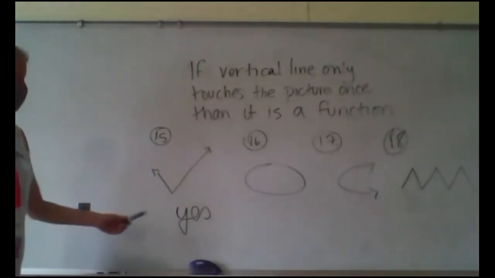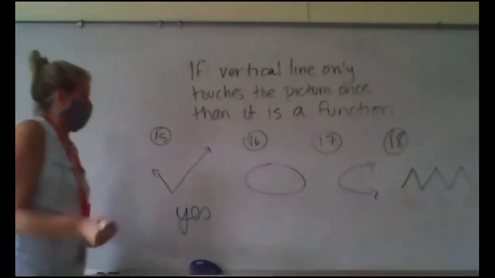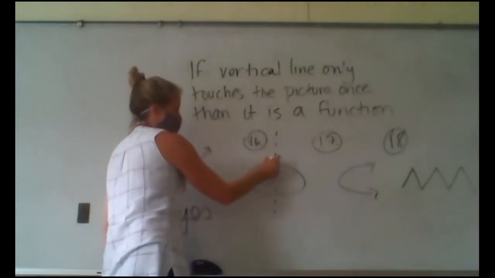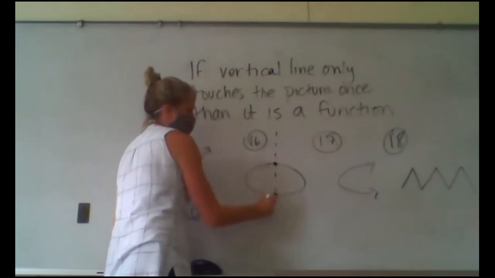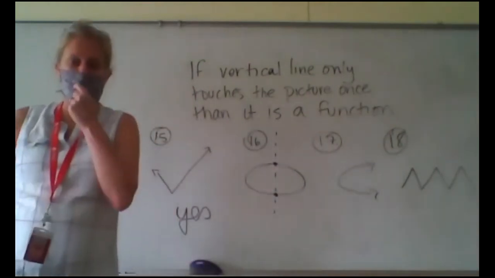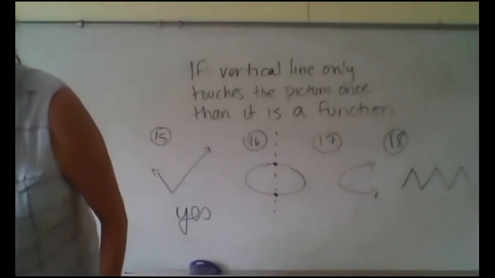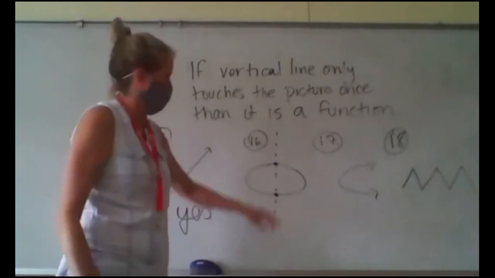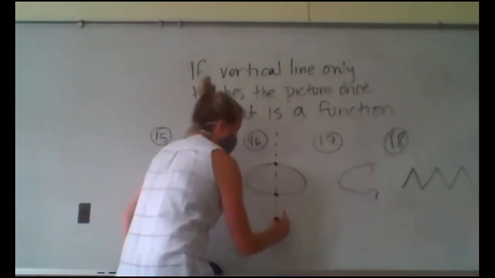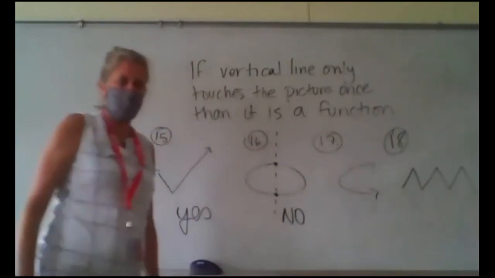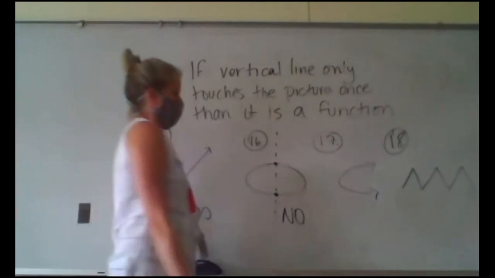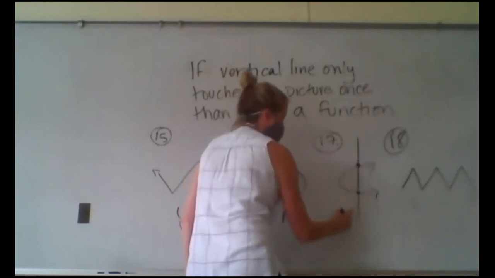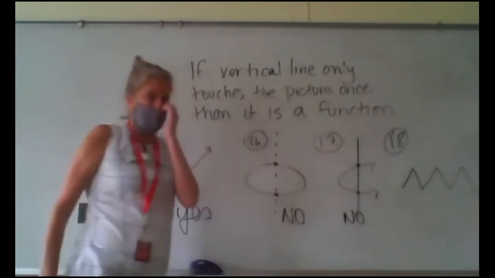Look at the difference between this one and number 16. If I draw a vertical line right here, how many times would I touch the graph? I would touch it there and there, which means I would touch it more than once, which means, excuse me, not yes. If it touches it more than once, then no, it is not a function. What about this one? Here's my vertical line. Touched it once, touched it twice, then no, not a function.